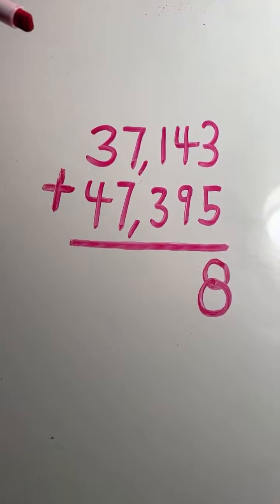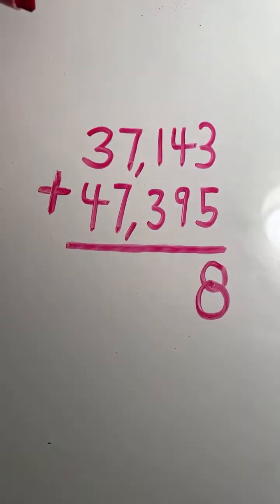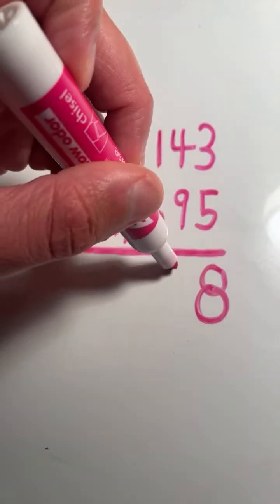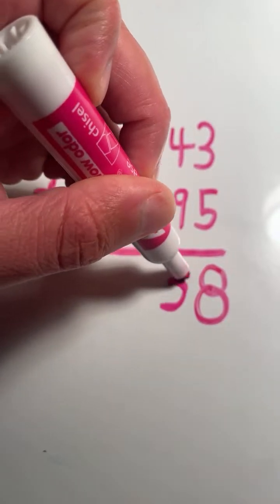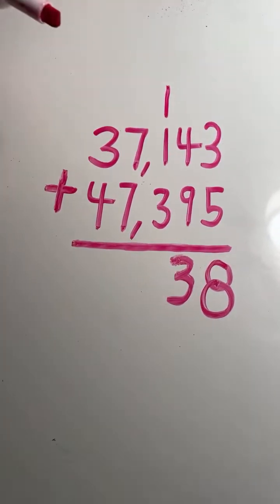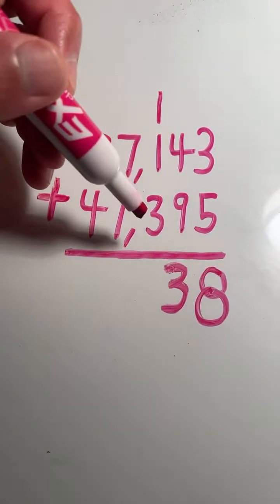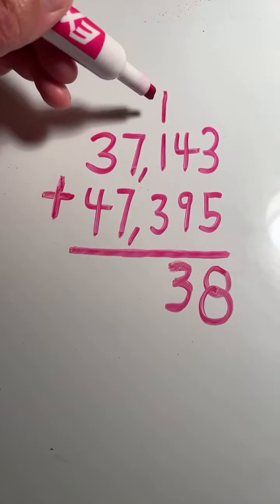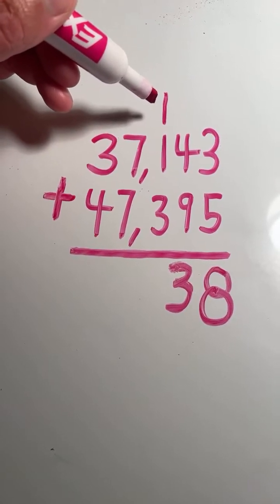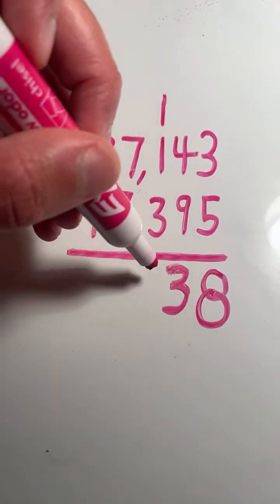Now moving to the tens place. 4 plus 9 equals 13. In the tens place, we will need to regroup. The 3 in 13 goes in the tens place. The 1 in 13 gets carried over to the hundreds place. 1 plus 3 equals 4. We have to add the 1 that we carried over to our answer in the hundreds place. So 1 plus 3 equals 4, plus 1 equals 5.